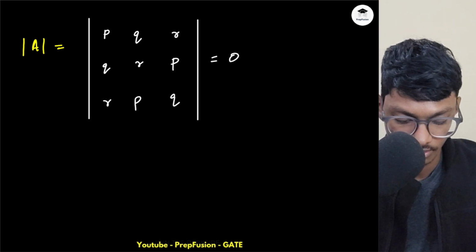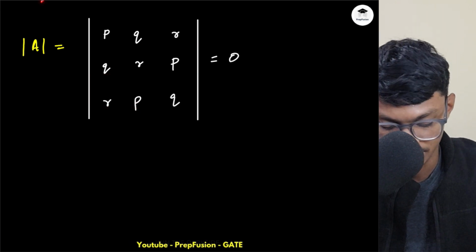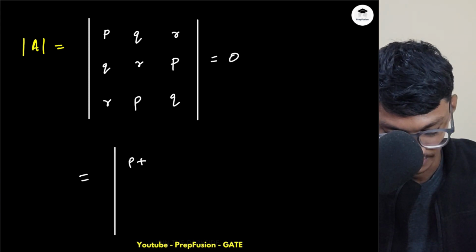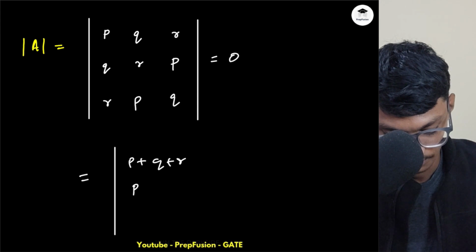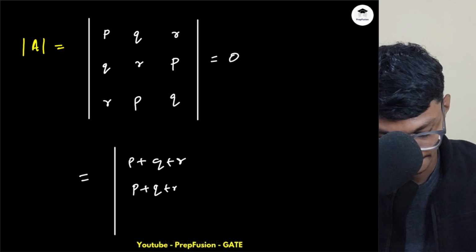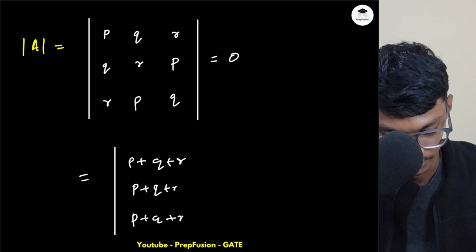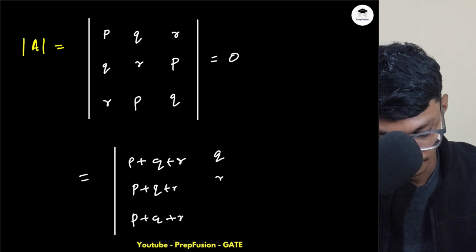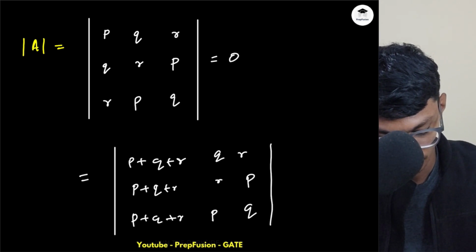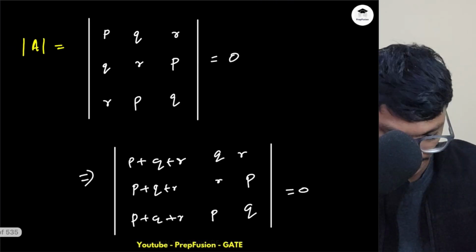So now what can I do? What I can observe is, if I add all these three columns, I will get P plus Q plus R in each. I'm not writing what operation I'm performing, because that will just waste your time. You know what operation I'm performing. So this equals 0.